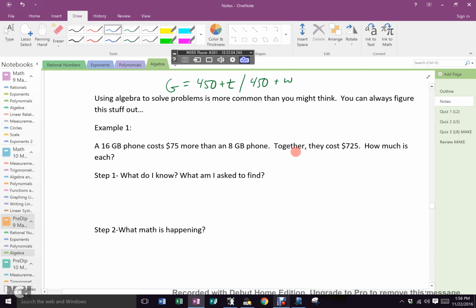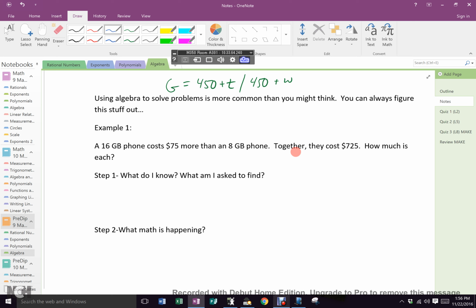Read the question. A 16 gig phone costs $75 more than an 8 gig phone. Together they cost $725. How much is each? How are you going to figure that out? Well, step one, as Sam said and Leighton said, they both said the same thing: what do I know? What am I asked to find? Those are two separate questions, right? What do you know?